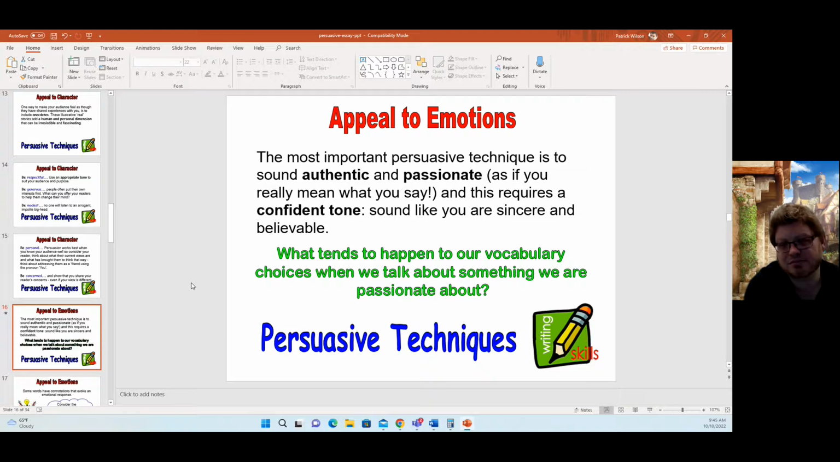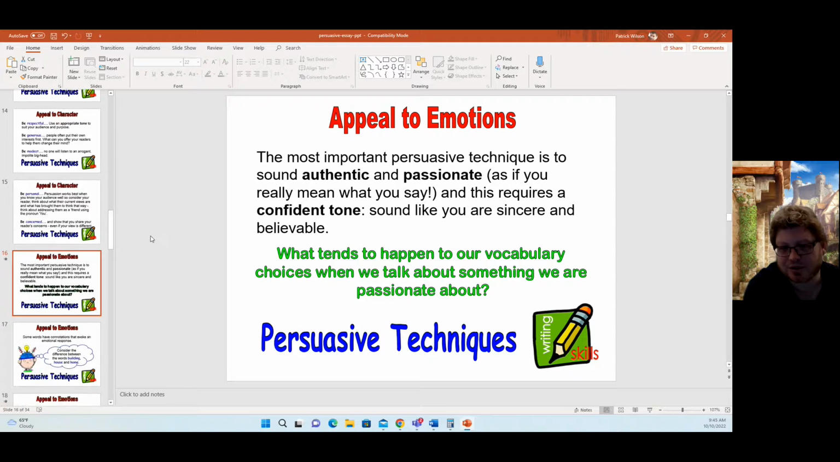Appeal to emotions, right? We're looking at pathos now. The pathetic appeal, as you might hear it in other places. The most important persuasive technique is to sound authentic, right? You don't want to sound phony or fake. If you sound phony or fake, or if you're prone to lying a lot, most people can usually tell.